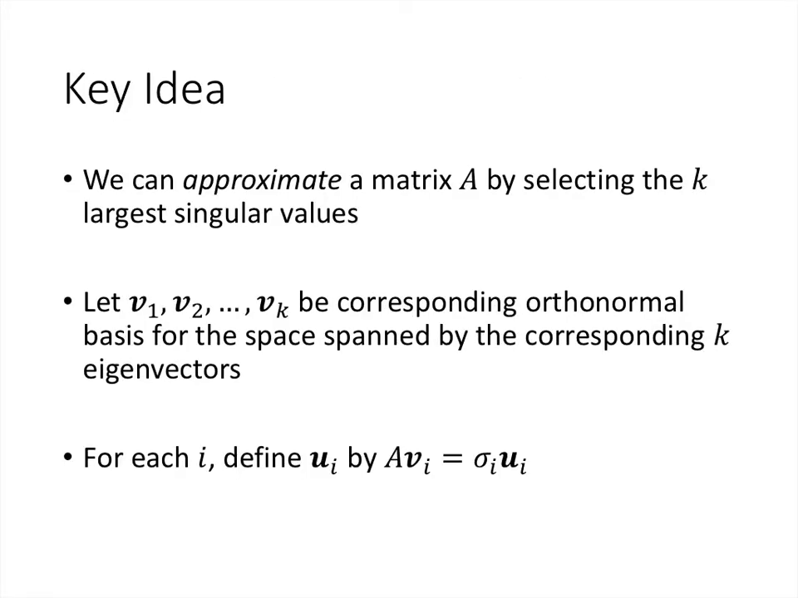But rather than looking at the full singular value decomposition, we can approximate a matrix by simply selecting the k largest singular values. Remember that typically we write the singular values in decreasing order. So v1 through vk are the corresponding orthonormal columns of the matrix capital V, corresponding to the k largest singular values. And similarly, we can define ui in the form A times vi equals sigma i ui. If you're not sure about this notation, I recommend you go back and watch the previous lecture where we defined the u's and the v's and the sigmas and all that stuff.